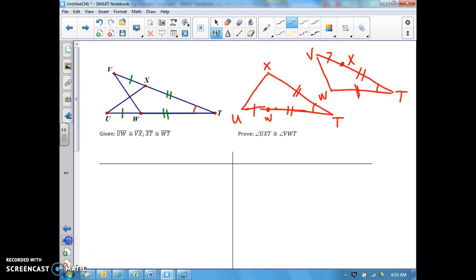Okay. Looking at this, you can see that if we use the segment addition postulate, we can get that UT is congruent to WT. Or sorry, VT. So this one's going to take a bit more work than the last one. But once I prove it, it looks like I'm going to use SAS to prove the triangles to be congruent, and then CPCTC to prove the angles congruent. So let's write down our givens.